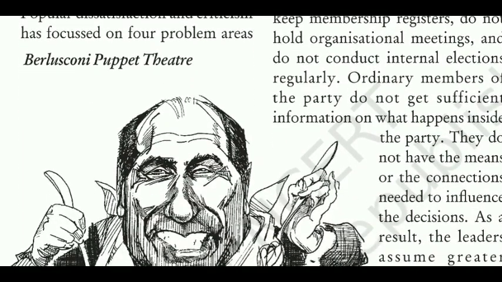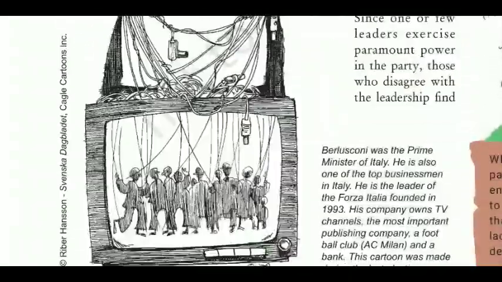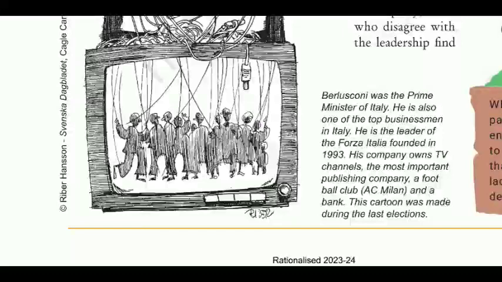You can see here the Berlusconi puppet theater. Berlusconi was the Prime Minister of Italy. He is also one of the top businessmen in Italy. He is the leader of Forza Italia, founded in 1993. His company owns TV channels, the most important publishing company, a football club, AC Milan, and a bank. This cartoon was made during the last elections.